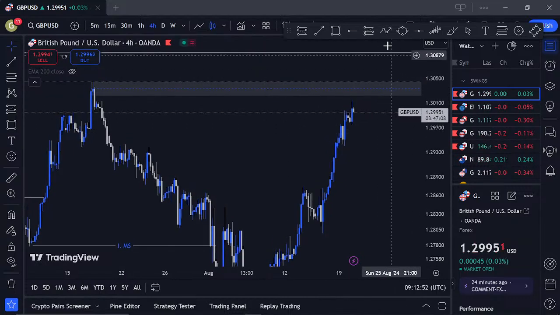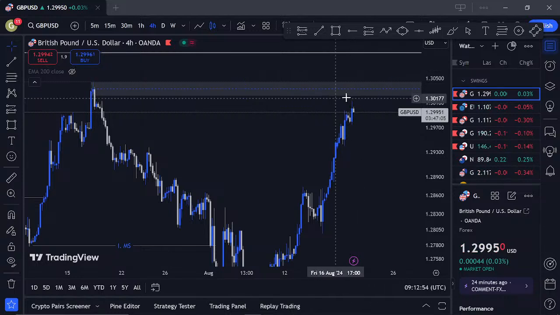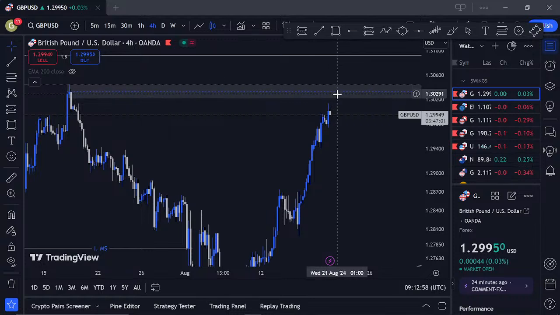So I'll be waiting for the market to actually come and test this supply area. So here is a very clear supply zone. So I'll wait for the market to actually test this supply area, and then give me a bearish close on the 1 hour time frame or the 15-minute time frame. Then I'm going to take a sell trade from this level here.